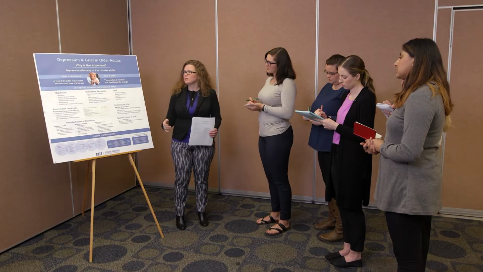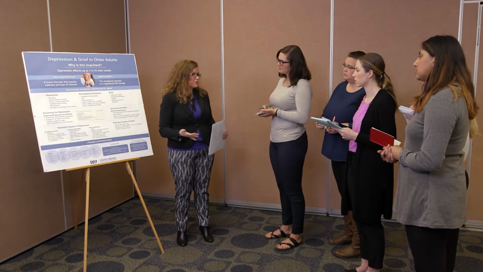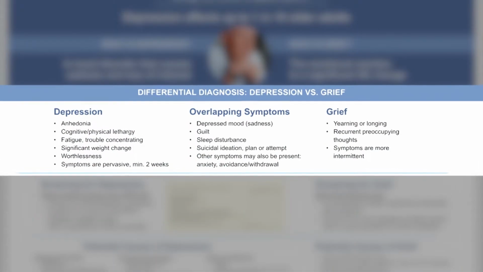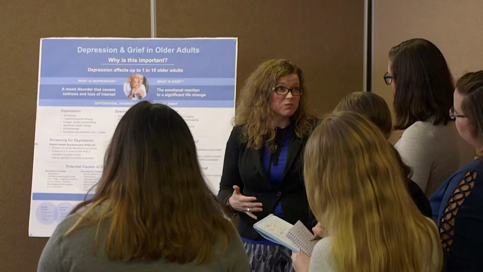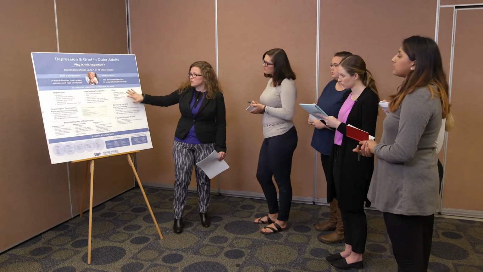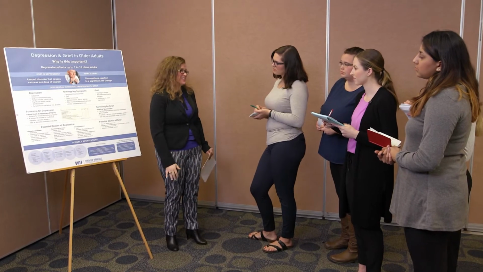Then we have all the overlapping symptoms, and those include sadness, that depressed mood, a pretty cardinal symptom for both. Feelings of guilt, sleep disturbances, not sleeping or sleeping too much, and suicidal ideation, or even a suicidal plan or attempts, happen in both grief and depression. Other symptoms present for both would be anxious symptoms or withdrawal symptoms. It's important to know the difference between the two, and given that the symptoms sometimes overlap, no wonder they can be easily misdiagnosed, right? So it's helpful to have screening tools for both.